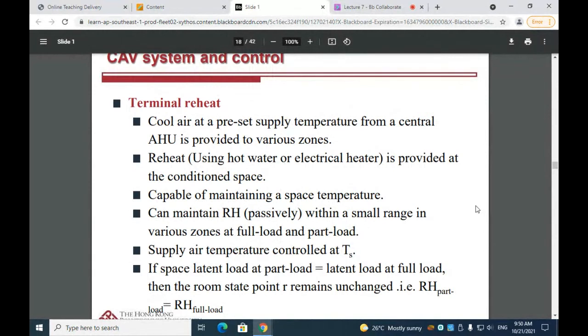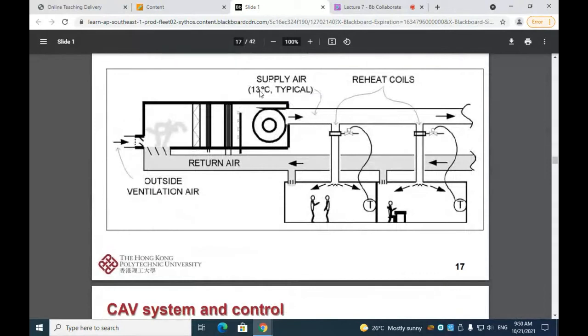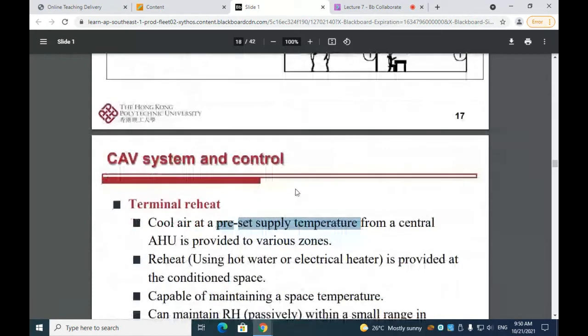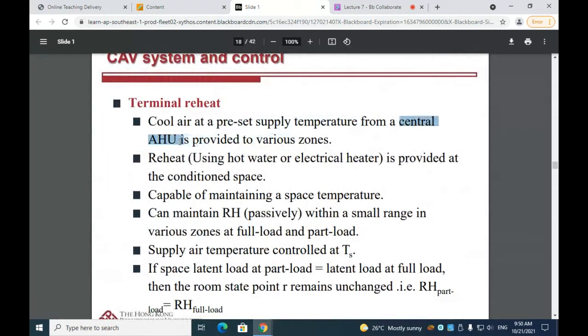First of all, the cool air is at a preset supply temperature. The preset supply temperature here means, you can see that supply temperature is typically 13 degrees from this primary air handling unit, or as it says here, central air handling unit, provided to various zones. And the reheat is provided at the conditioned space for each individual conditioned space.